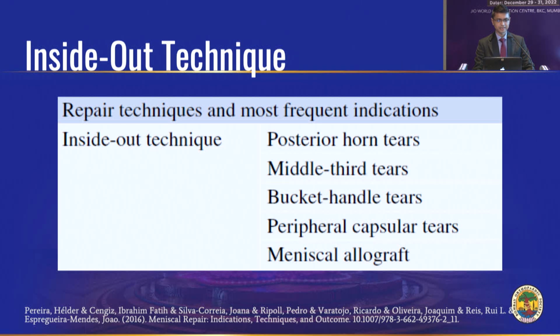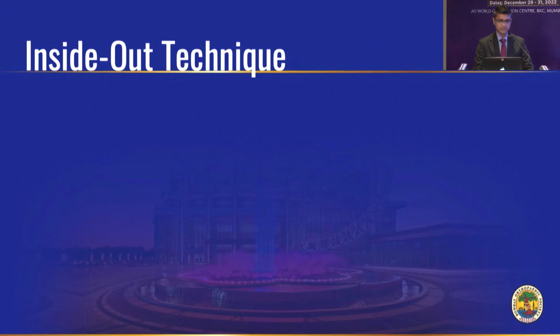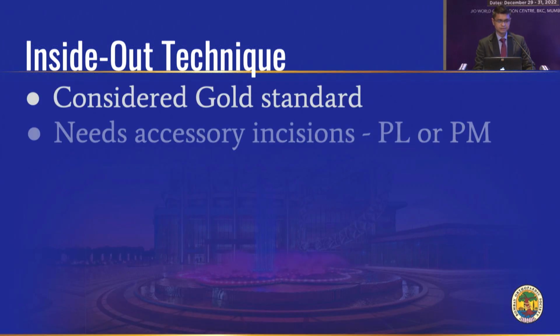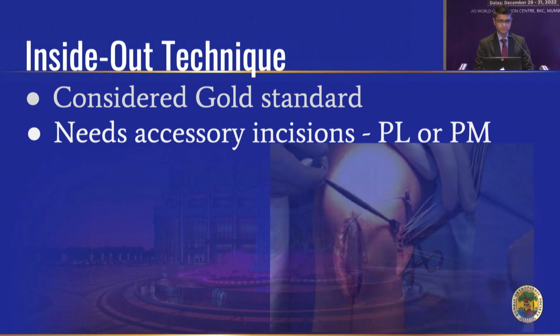So going to the inside-out technique, what are the indications? These would be catered to for the posterior horn tears, middle third, bucket handle tears, peripheral capsular tears, and where meniscal allografts are being put into place. Inside-out techniques are still considered the gold standard. Because the entry point is known but the exit point is blind, they need accessory incisions, posterolateral or posteromedial, depending on which meniscus is being treated.